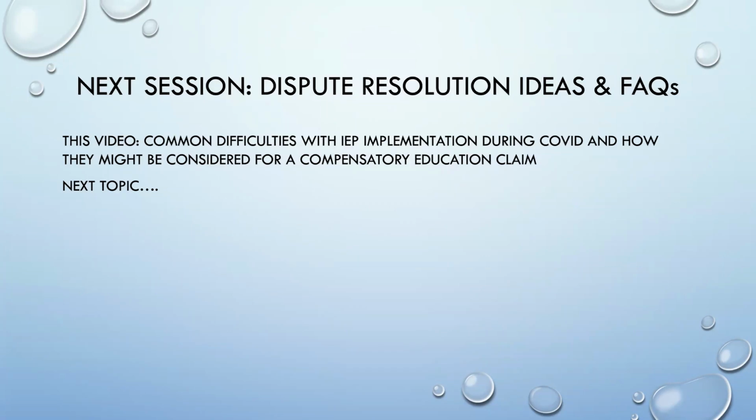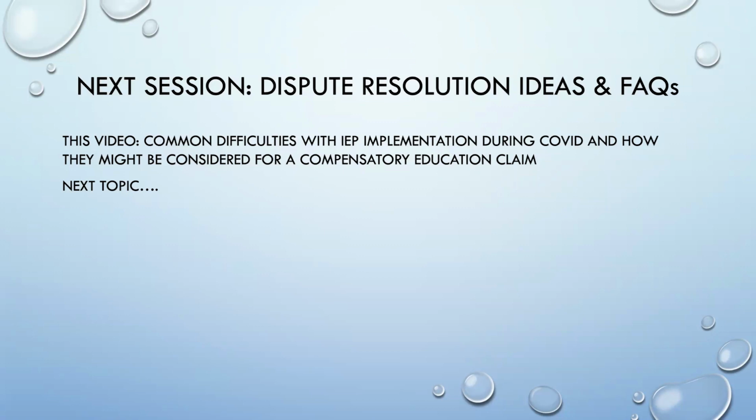In this video, we talked about some of the difficulties that are common around the country with IEP implementation during COVID and how they might be considered for compensatory education claims. We talked a bit about materiality. We talked about what kinds of things you might see in your own student's IEP. I try to give a lot of examples so that it'll jog your memory and also your curiosity about what was happening for your student as compared to what was written in that IEP.